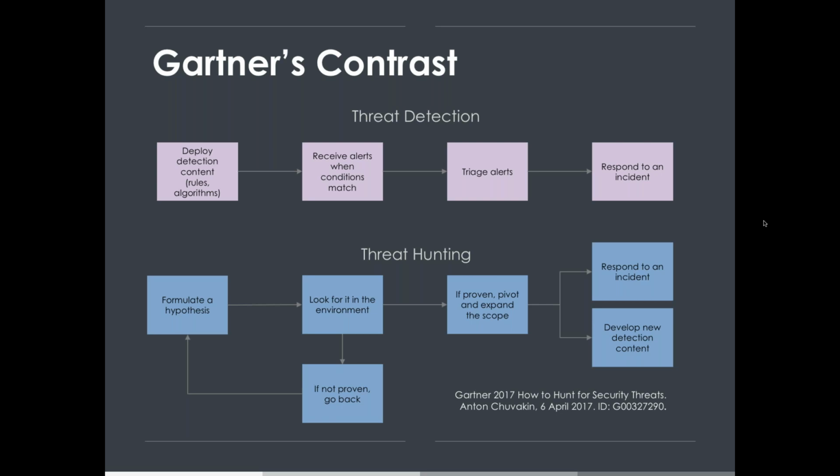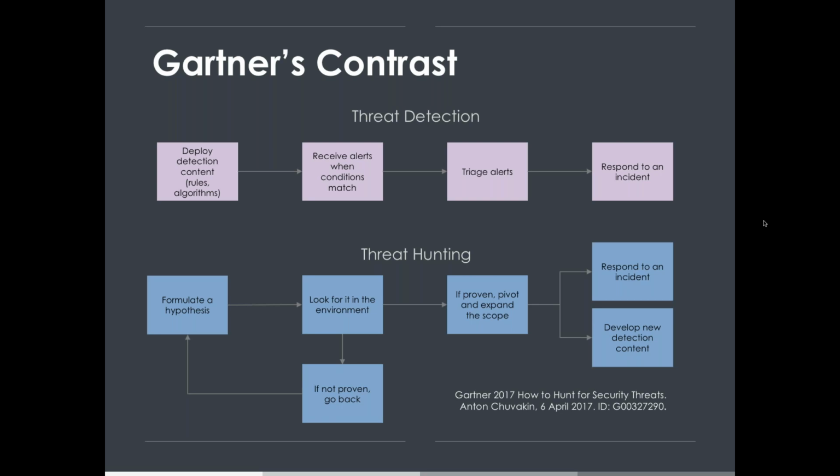Now, if you don't, you circle back around. You reformulate your hypothesis or create a new one. However, if you do find it in the environment, your hypothesis has been proven, and from there you pivot and start to expand the scope. All right, I found these indications from my hypothesis, but how much more is involved? What else did I not know that's related to this? From there, you take all that information and it also shifts over into incident response, but you also have the ability to create a whole new detection context that you can use automatically the next time around.